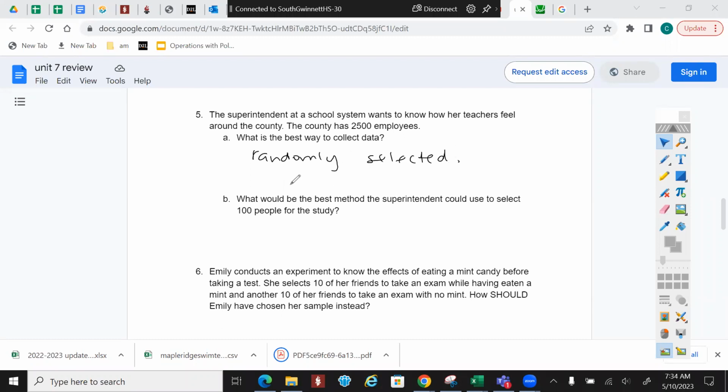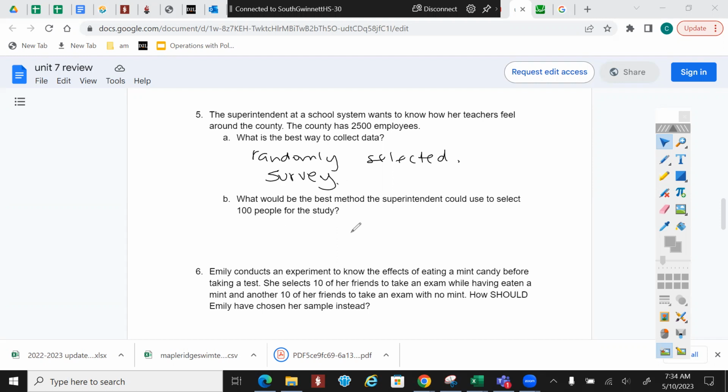Okay. And you're going to probably look for, if they want to ask how each teacher feels, they would probably want to do what type of method? Like, would they want to do an experiment, observation, survey? What would they do? Survey, right? What would be the best method for the superintendent to select 100 people for the study? So they would probably do a survey on this one.